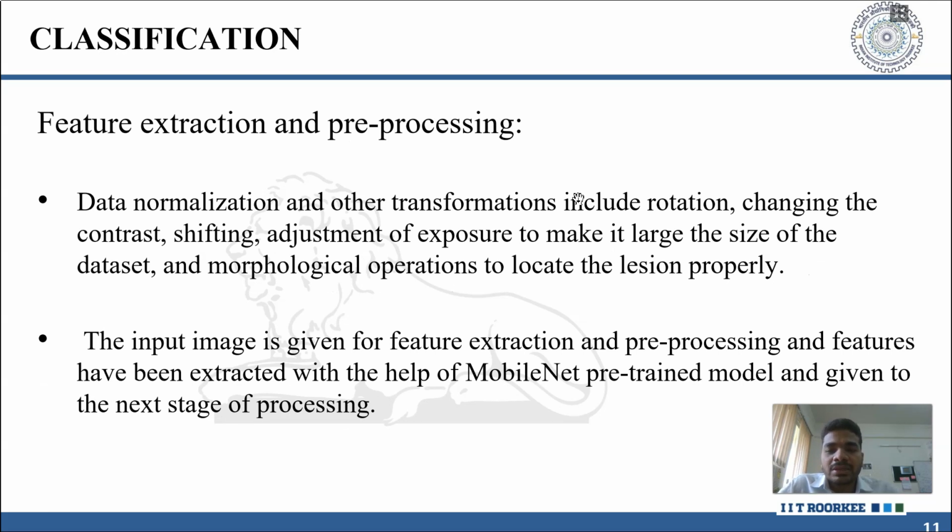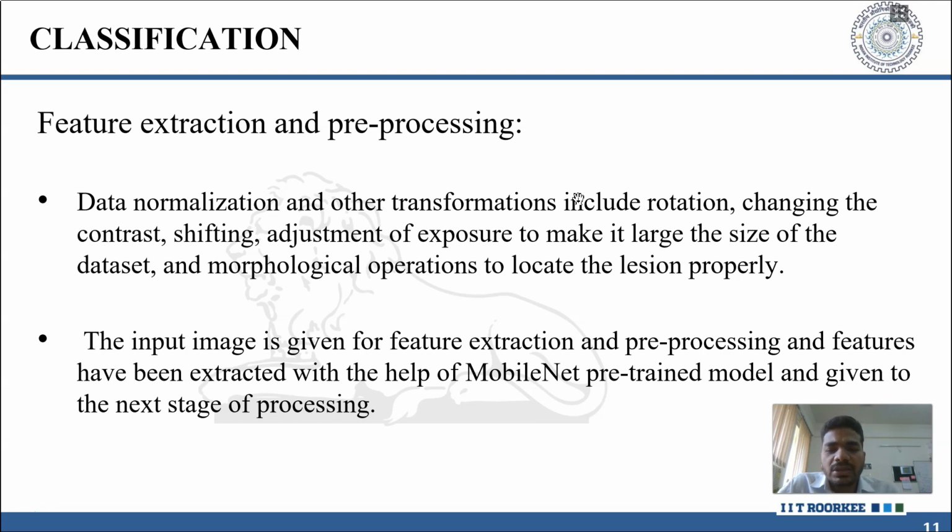And data normalization is also one more technique to improve the performance of a model. Data normalization and other transformations, including rotation, changing the contrast, shifting, and adjustment of exposure, make the data set larger. Suppose the given data is small; usually deep learning requires a large data set. So for that we can use this augmentation and these transformation techniques to increase the size of the data set so that deep learning can perform well.